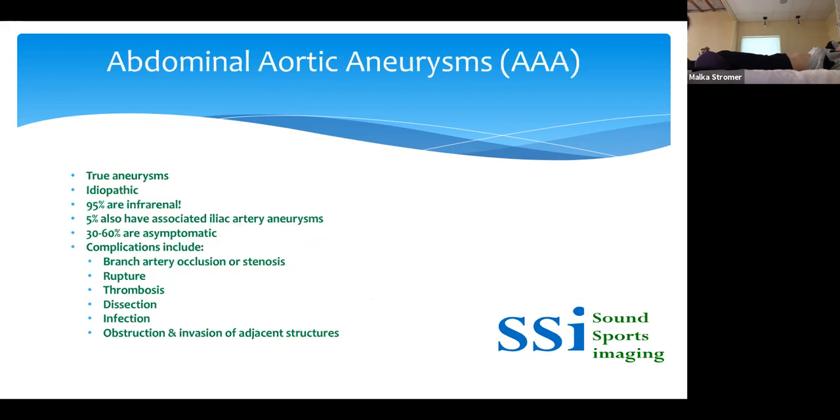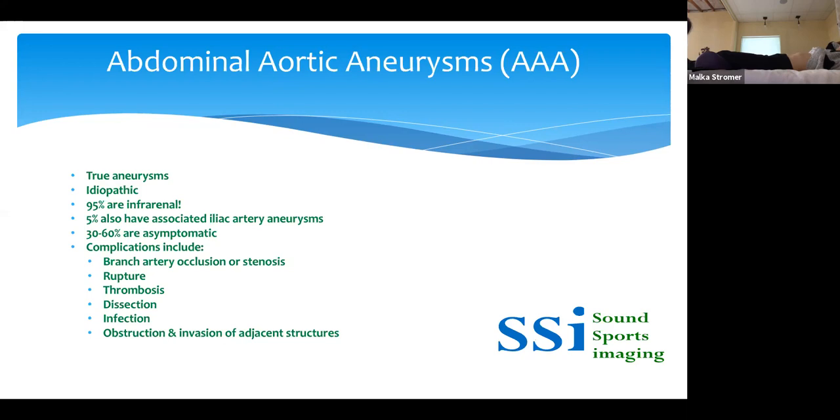Okay. The vast majority of AAAs are idiopathic and are true aneurysms. 95% of these AAAs are infrarenal, meaning below the level of the renal vessels. 5% of these are also associated with iliac artery aneurysms. So it's important to follow that aneurysm and to see if it involves the iliac vessels. A large percentage of AAAs are asymptomatic. And so this could be a valuable, quick tool to be able to screen for aneurysms in a patient population where it would be required.